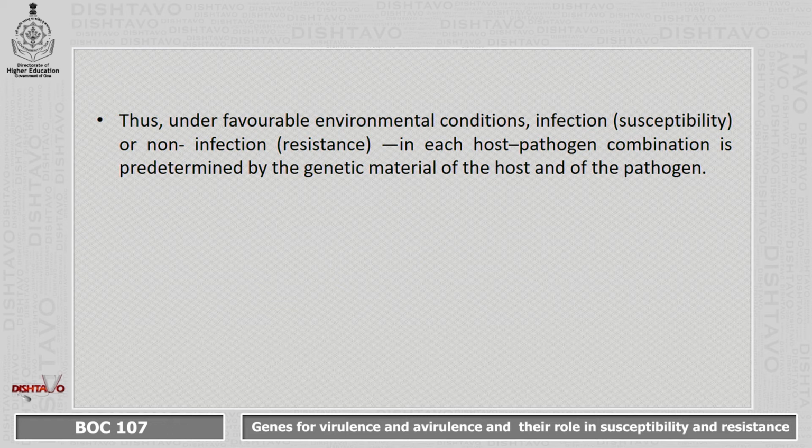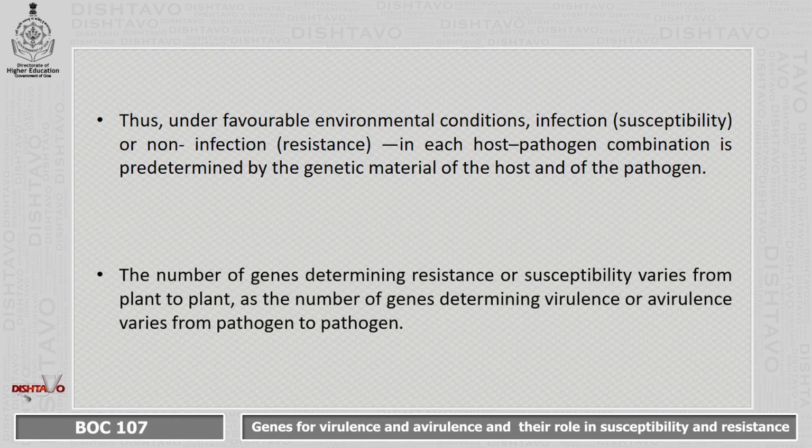Thus, under favorable environmental conditions, the infection, that is the susceptibility of the plant, or non-infection, that is the resistance of the plant, in each host pathogen combination is predetermined by the genetic material of the host and of the pathogen. The number of genes determining resistance or susceptibility varies from plant to plant, as the number of genes determining the virulence or avirulence varies from pathogen to pathogen.